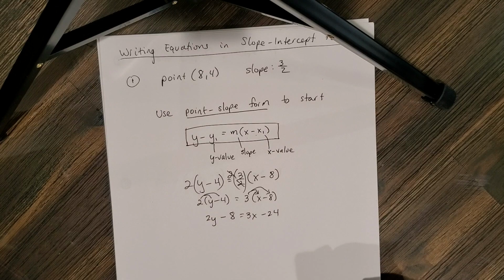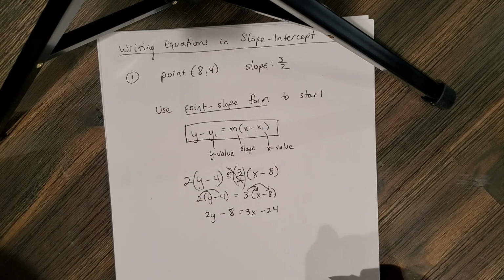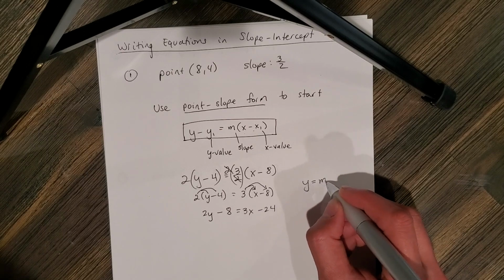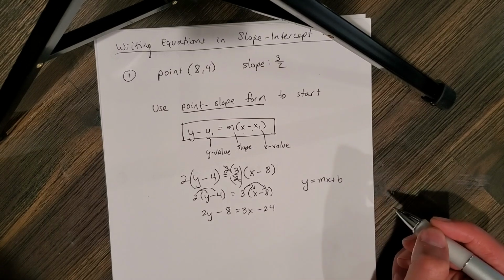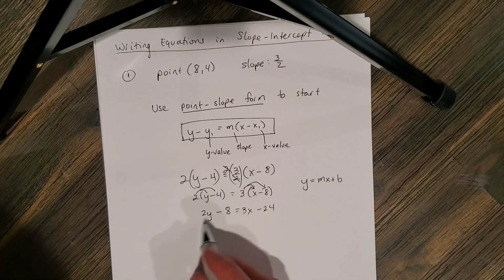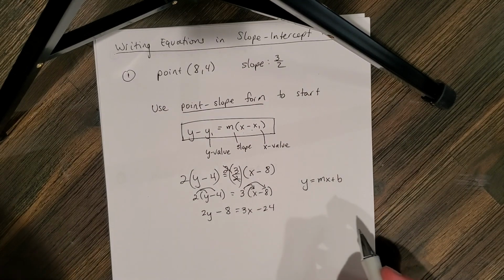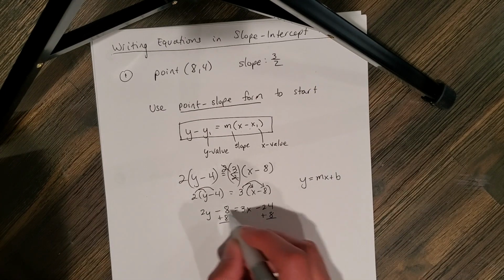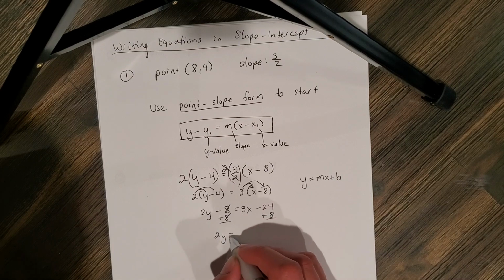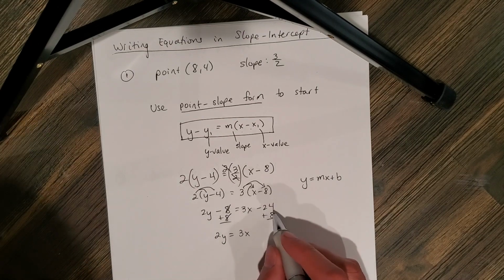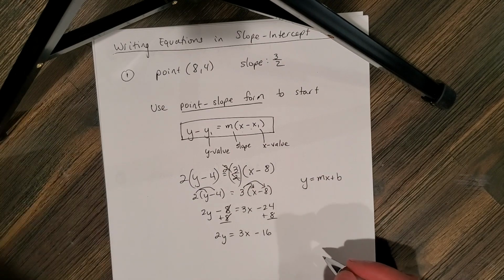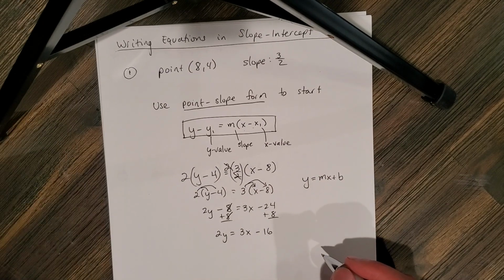Now, to write it in slope-intercept form, we have to get y all by itself. Remember, our goal is to make it look like this: y equals mx plus b. So y has to be all by itself. Notice y is not by itself yet. It's got a 2 there and a minus 8. So what I'm going to do first is add 8 to both sides. And so we get 2y equals 3x, and then what's negative 24 plus 8? That's negative 16. Okay, we're almost done here.